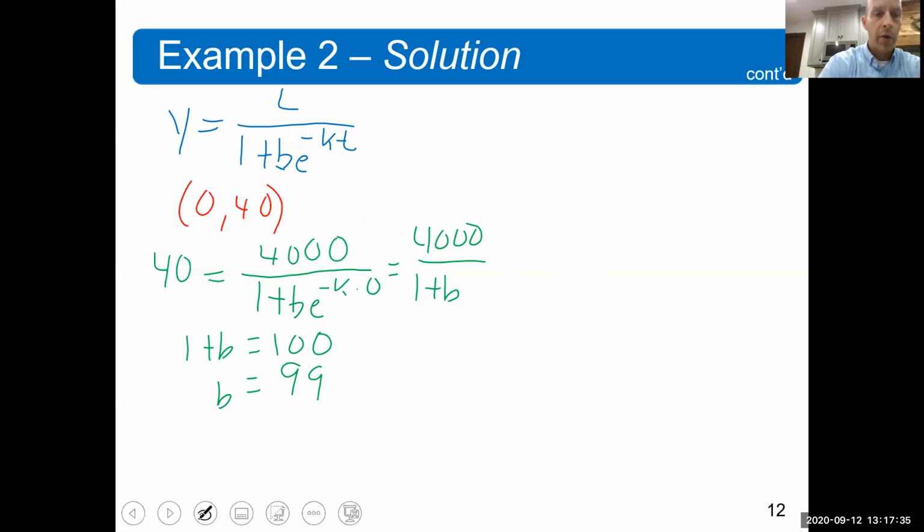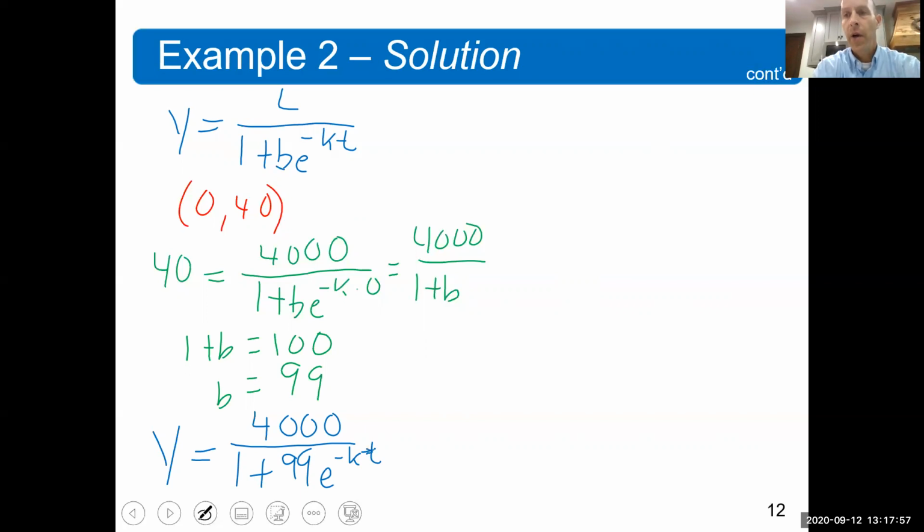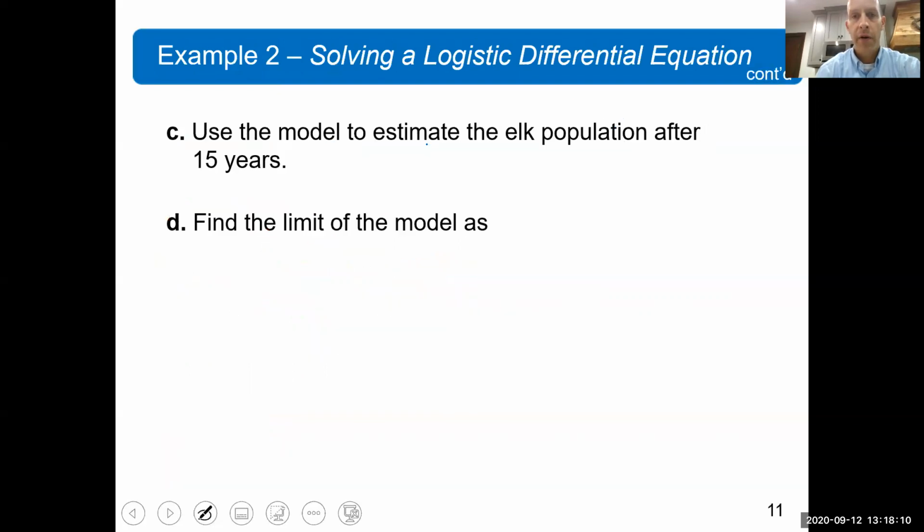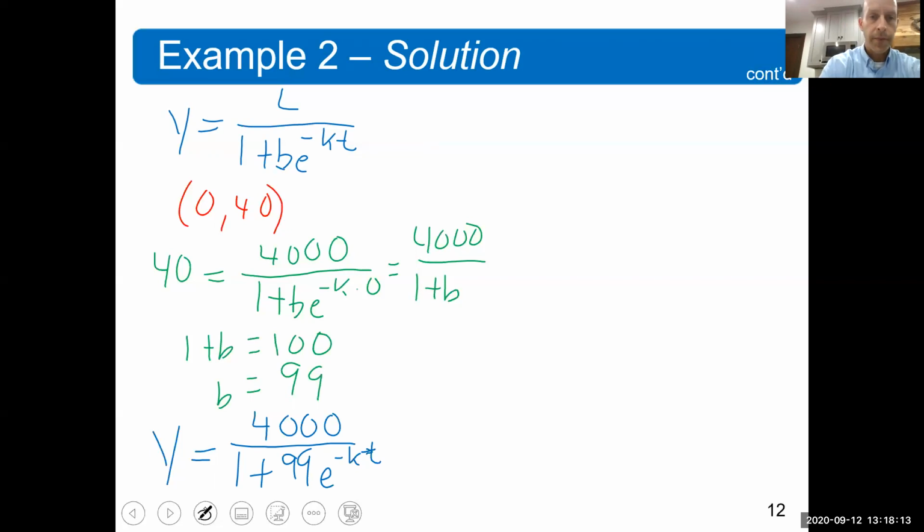In other words, we've taken a step. We've got one more piece of information. We know already that L is 4,000, and we now know that b is 99. Now the next thing we have to figure out is what this k value is. t is time, so that's a variable. We have to find the k value. How are we going to do that? Well, if we go back and look at the problem, we knew that initially there were 40 elk, but we are also given that the number of elk after 5 years is 104. So we can use that now.